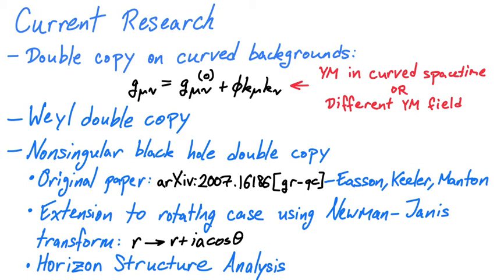Additionally, I'm working on extending the work done by several physicists here at ASU about the double copy for a non-singular black hole solution. I'll be analyzing a rotating black hole solution through the use of the fascinating Newman-Janis transform, and then looking at the horizon structure that results.